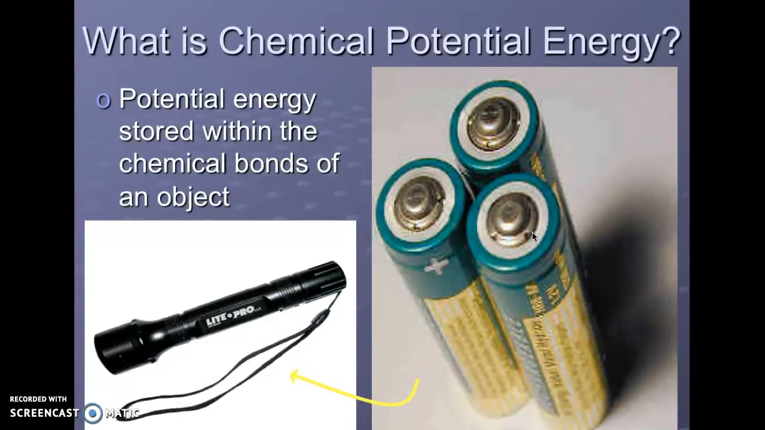Another example, which I don't have any pictures of, would be food. Food has stored bonds in it, and when we eat it, we actually use those chemical bonds, or that potential energy, for our body parts to work. So basically, we eat food for energy. So we use the chemical potential energy of food to then convert it to kinetic energy.